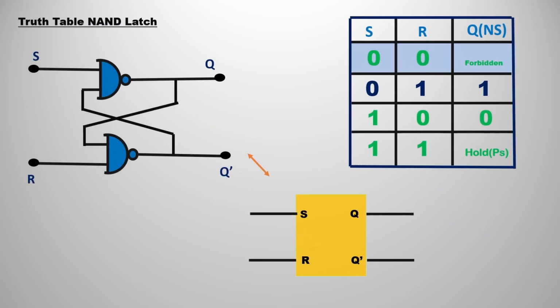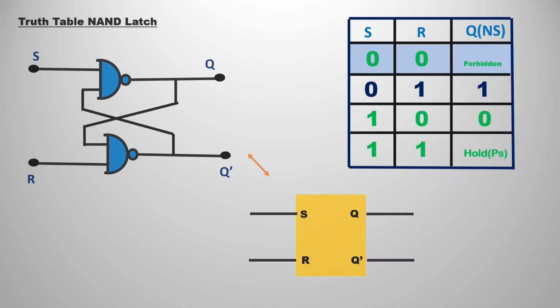As in the NAND latch, we have two inputs and two outputs: S and R as inputs, Q and Q bar as outputs. So we can simply have a box type, which is the simple block diagram representation. Instead of representing the whole circuit diagram, this is a simple way of representing the NAND latch. All the latches will be the same as this kind.